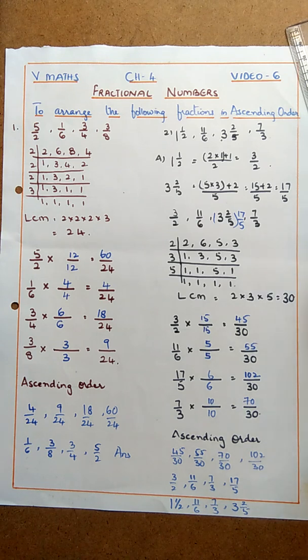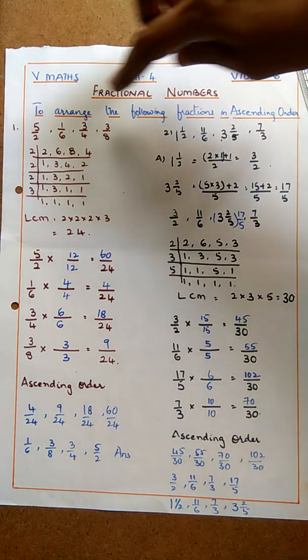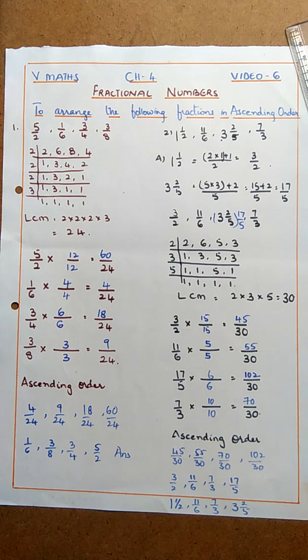So do these two sums, and two more sums I will give you as work. Do neatly, very beautifully, with margins on all the sides, date. Many of you are not giving the date or your name or the name of the chapter, anything. Just write the heading: arrange the following fractions in ascending order. Put today's date and then do the work neatly and send me. Thank you.